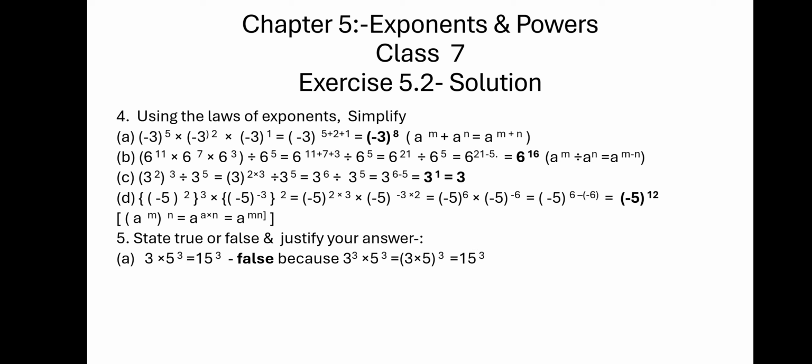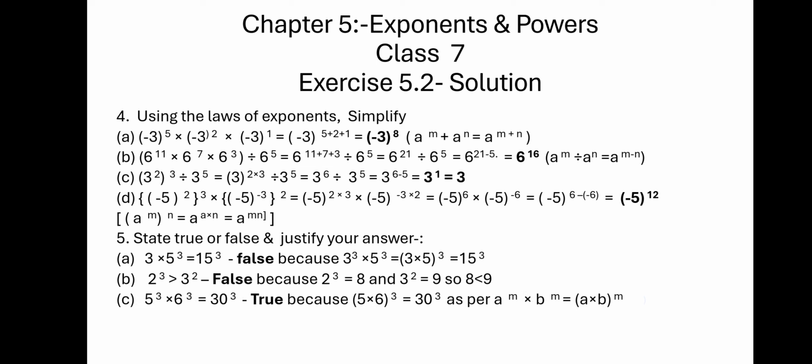State true or false, justify your answer. 3^3 into 5^3 is 15^3 is a false statement, because 3 into 5 raised to 3 will give you (3 into 5)^3, that is 15^3. 2^3 is greater than 3^2 is false, because 2^3 equals 8 and 3^2 equals 9. So 8 is less than 9, so this is a false statement.